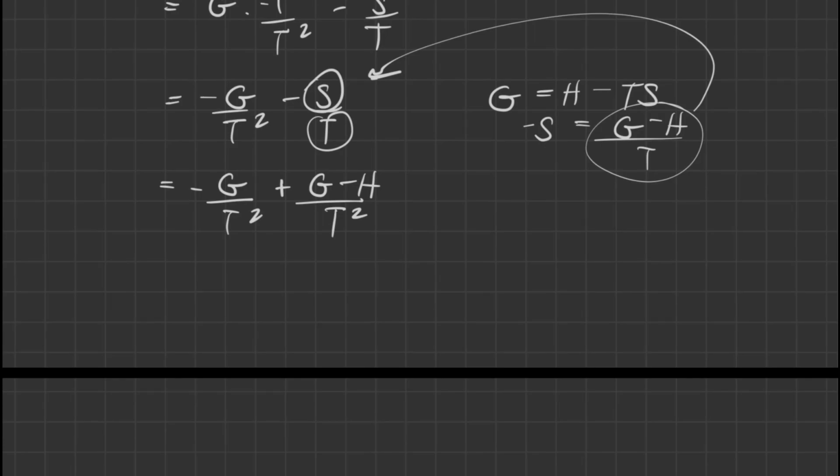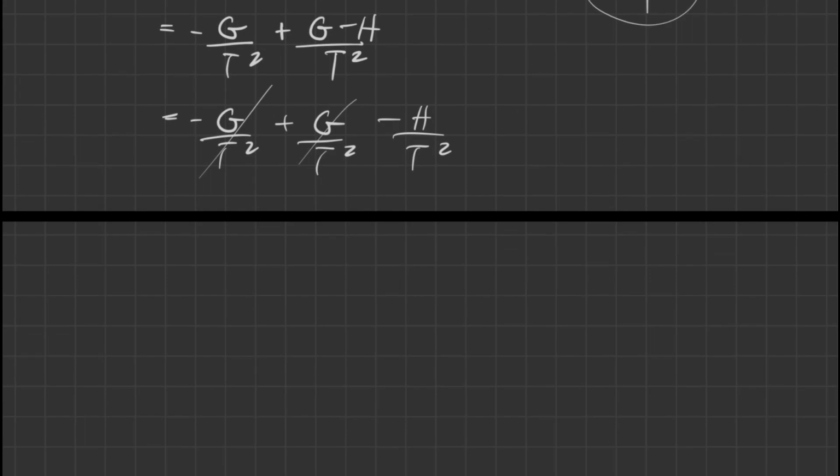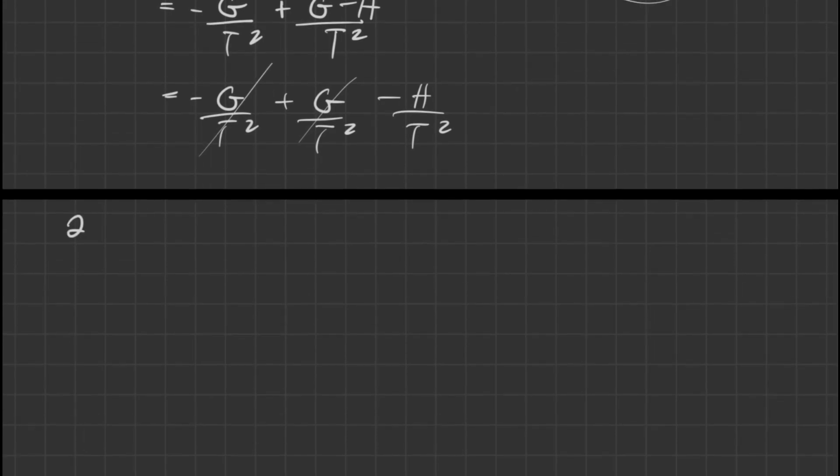So essentially what you're left with is negative G over T squared plus G over T squared minus H over T squared. These two cancel out, and you are left with the partial derivative of G over T with respect to T at constant pressure is equal to negative H over T squared.